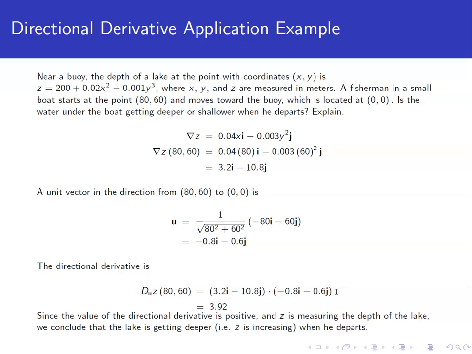And again, it's at that particular instant. Obviously, the rate of change changes as the boat's moving, but at that particular instant, it would be changing at a rate of 3.92 meters getting deeper for every 1 meter that you would travel in the unit direction. In particular, this value is positive, so the lake is getting deeper. The depth is getting bigger as you move in the unit direction. So as he departs, the lake is getting deeper.